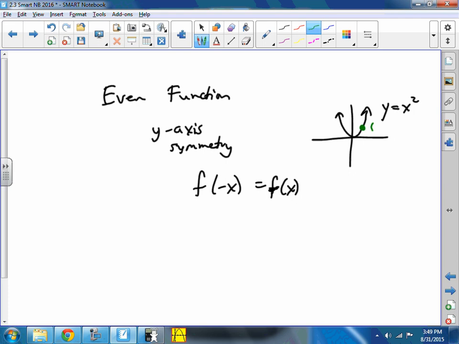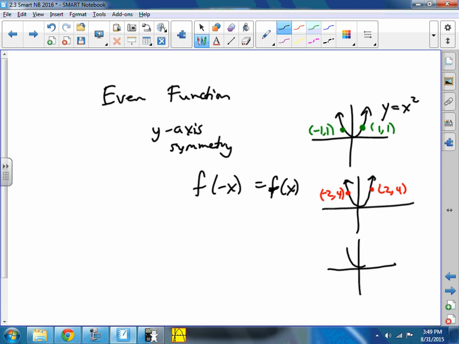If there's a point at 1, 1, let's say, then there's going to be a partner point for it at negative 1, 1. Let me draw another example. If there's a point at 2, 4, there is a partner point over at negative 2, 4. If there's a point over here at 3, 9, there's a partner for it over here at negative 3, 9. In other words, if you change just the sign of the x, the graph will contain that point as well. So basically, we're only changing x.